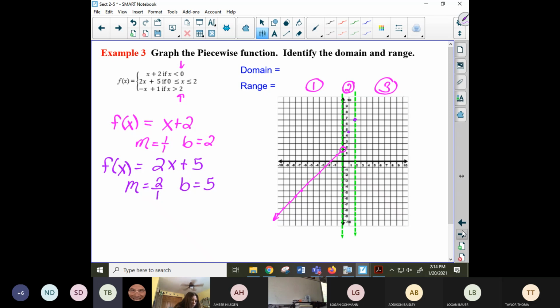So up 2, right 1 is the same as down 2, left 1. And these endpoints I'm going to connect. And because this side and this side are less than or equal to, that makes those two endpoints closed. Okay. Then I'm going to go to my last one, which is negative x plus 1. My slope is negative 1 over 1. My y-intercept is 1. Okay. So I'm going to go up to 1.